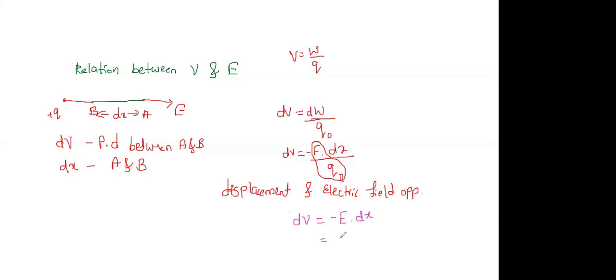So electric field E into dx. So the relation between the electric field and the potential is given by E is equal to minus dV divided by dx. So this is the relation between potential and the electric field. Again, this is a 2-mark question. Yes, any doubt? I told you already there are 2 methods to do this one. I have explained the simpler method here.